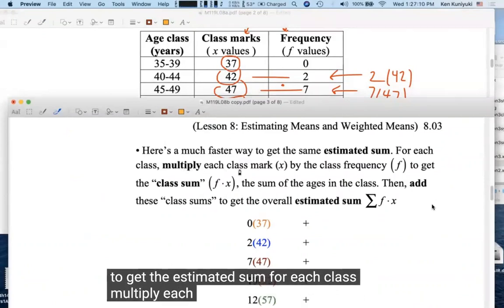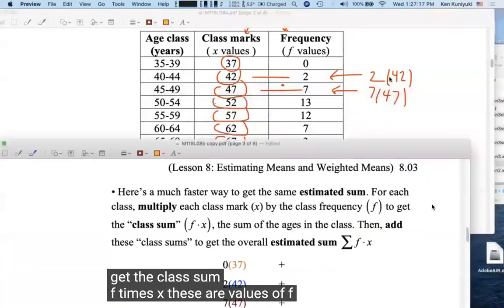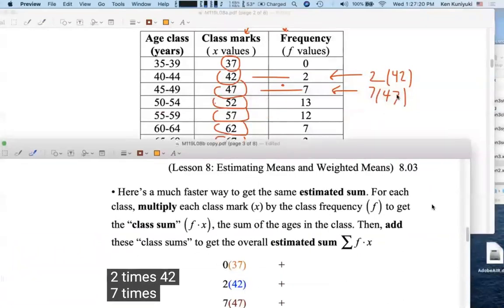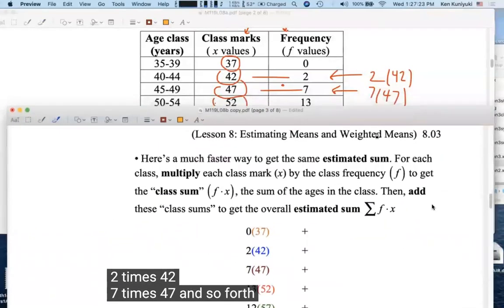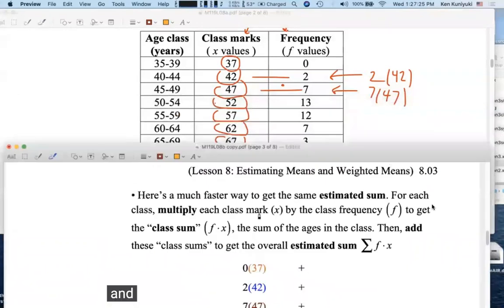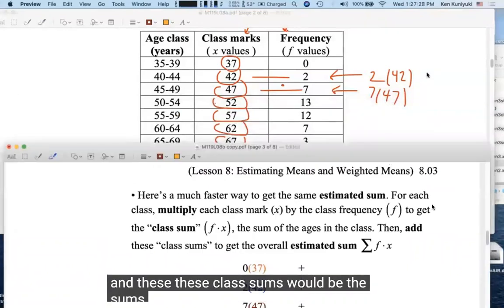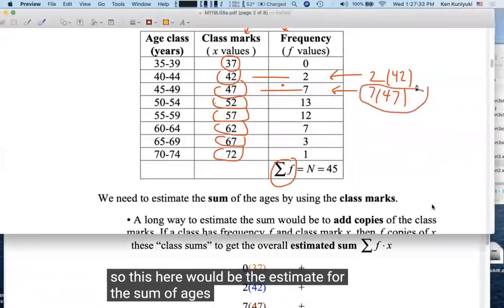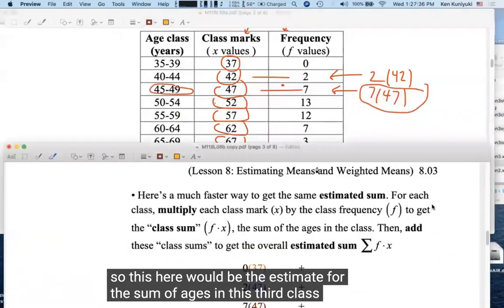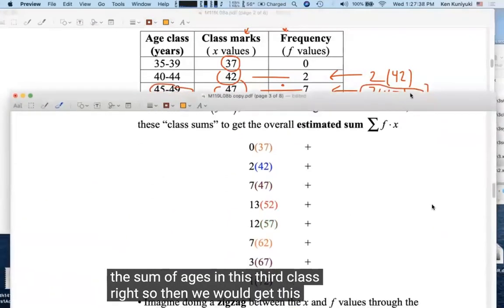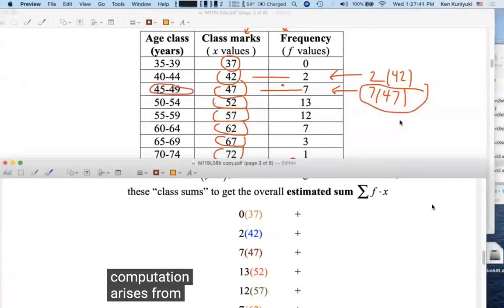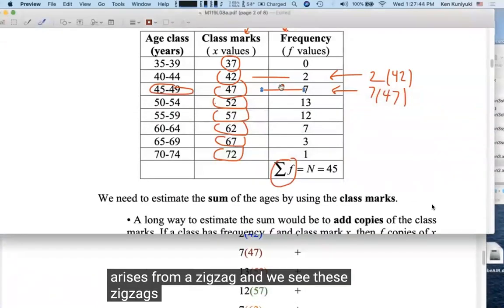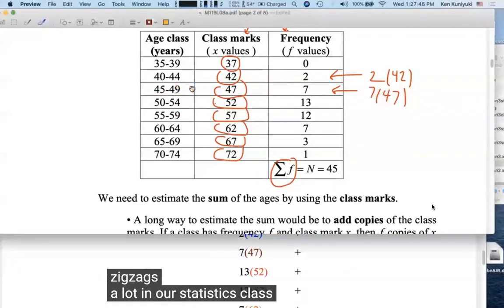Here's a much faster way to get the estimated sum. For each class, multiply each class mark, the X value, by the class frequency, the F value, to get the class sum, F times X. These are values of F times X, 2 times 42, 7 times 47, and so forth. And these class sums would be the sums of the ages in the class. So this here would be the estimate for the sum of ages in this third class. So then we would get this. The computation arises from a zigzag. And we see these zigzags a lot in our statistics class.